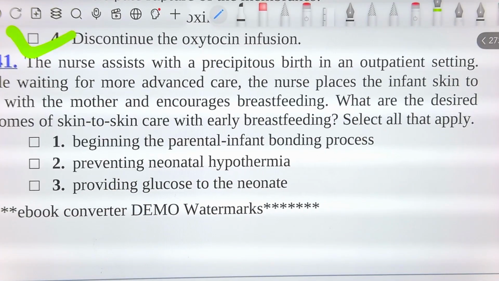The nurse assists with the precipitous birth in an outpatient setting. While waiting for more advanced care, the nurse places the infant skin to skin with mother and encourages breastfeeding. What are the desired outcomes of skin to skin care with early breastfeeding? Select all that apply.